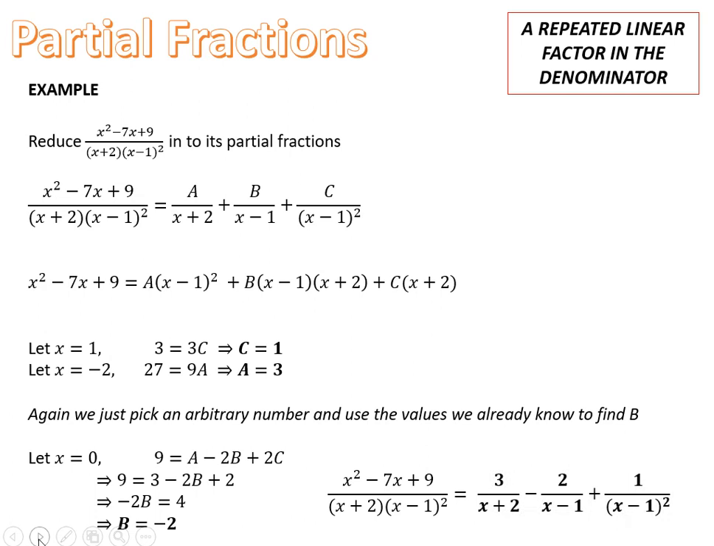and get ourselves our 3 fractions split up from the first one, okay? So just be careful how you put them in terms of the order. It's 3 over x plus 2. It's minus 2 over x minus 1, and then plus the 1 over x minus 1 squared at the end. Okay, so that's a repeated linear factor in the denominator, and there's 2 more to come.